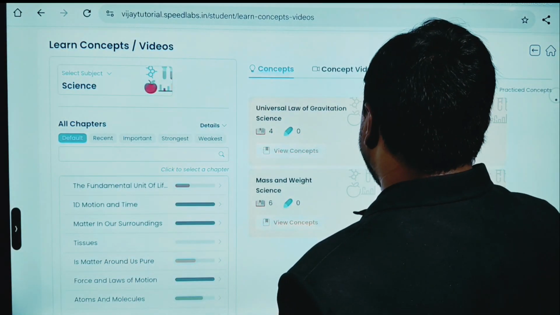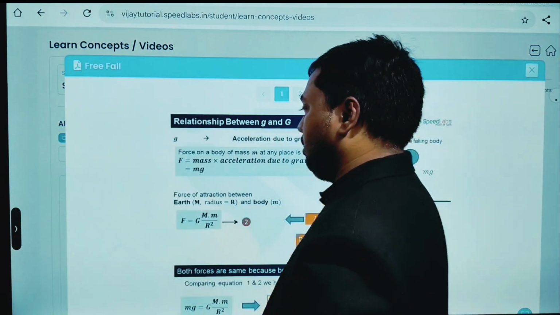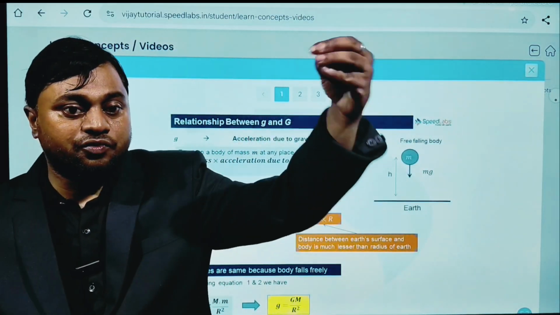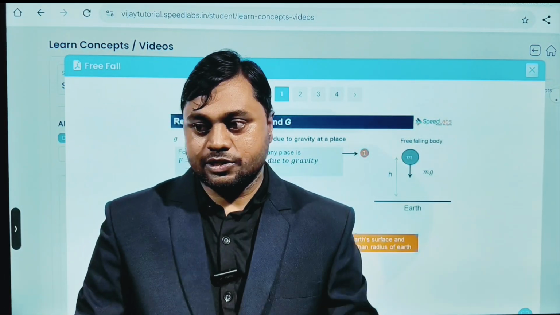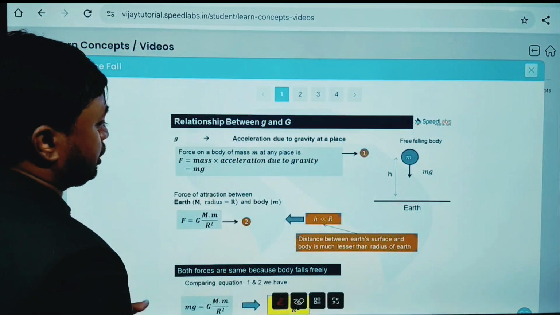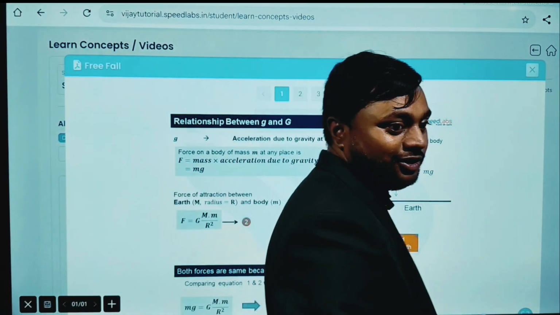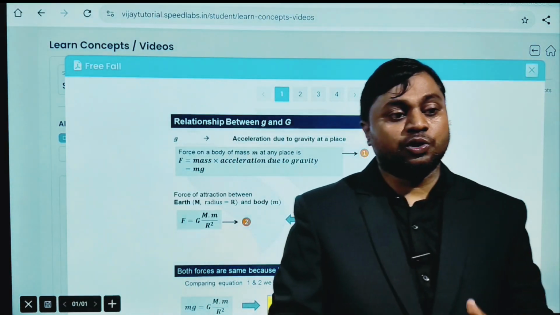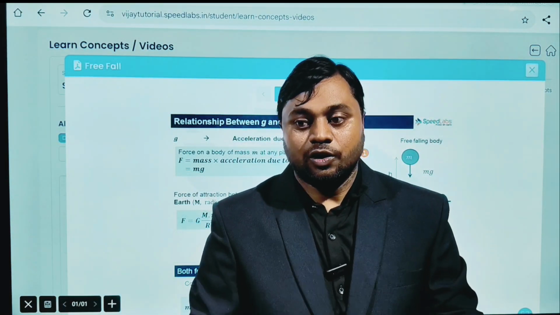Now I am going to explain the free fall, when a body is falling freely. And what is the relationship between the small g and the capital G? Very important. This question may also be asked for 2 to 3 marks. Okay, let's see.